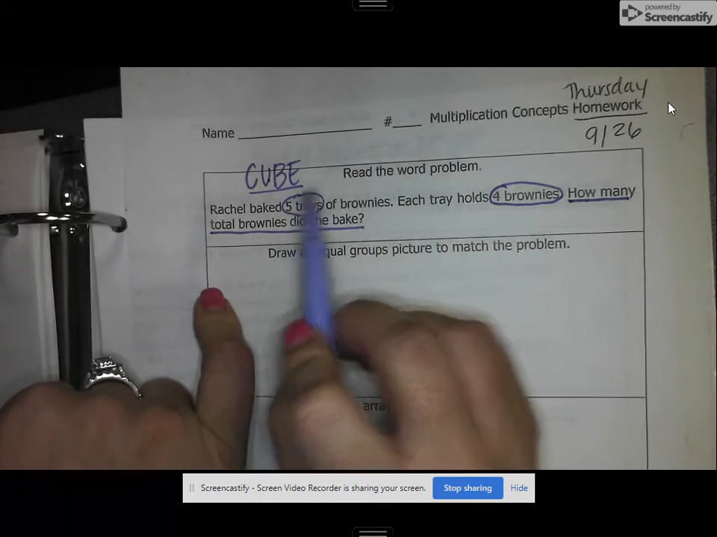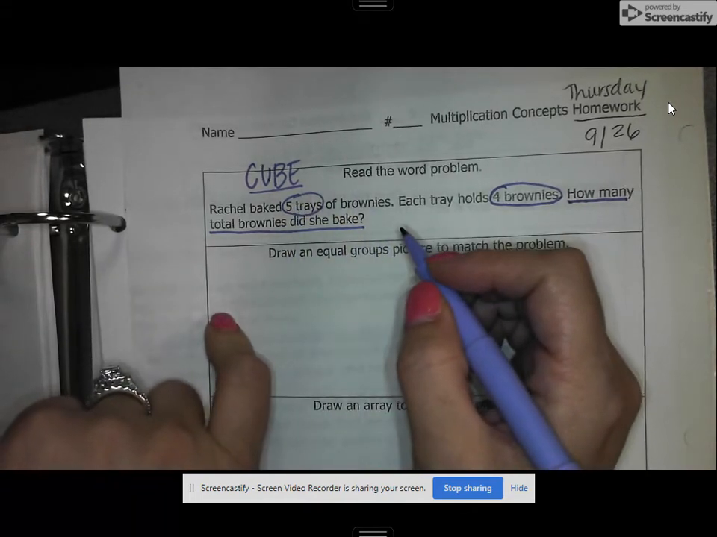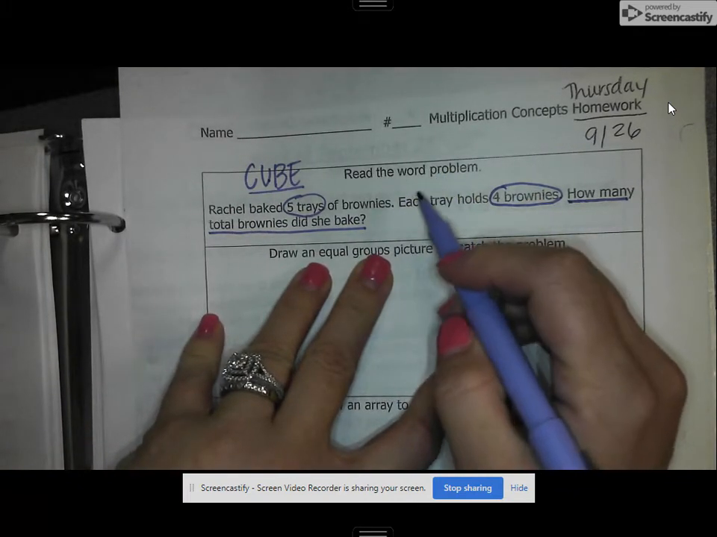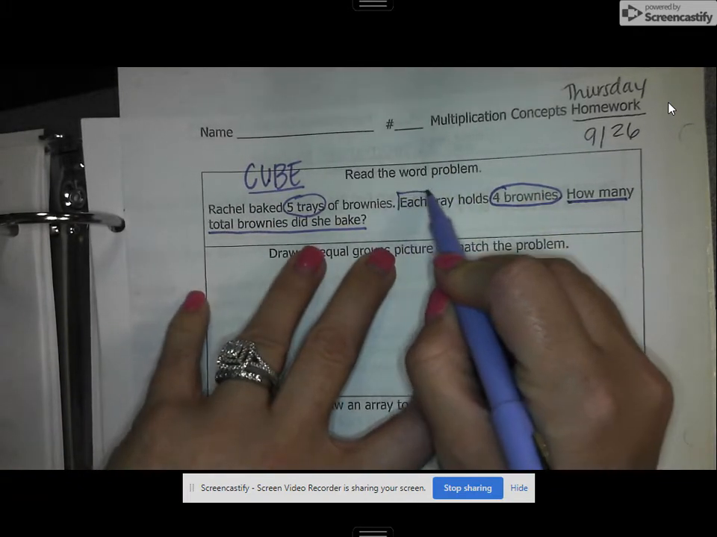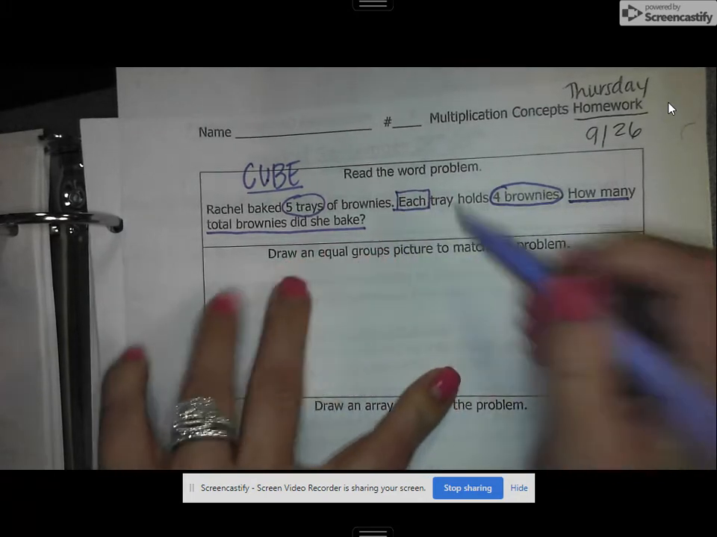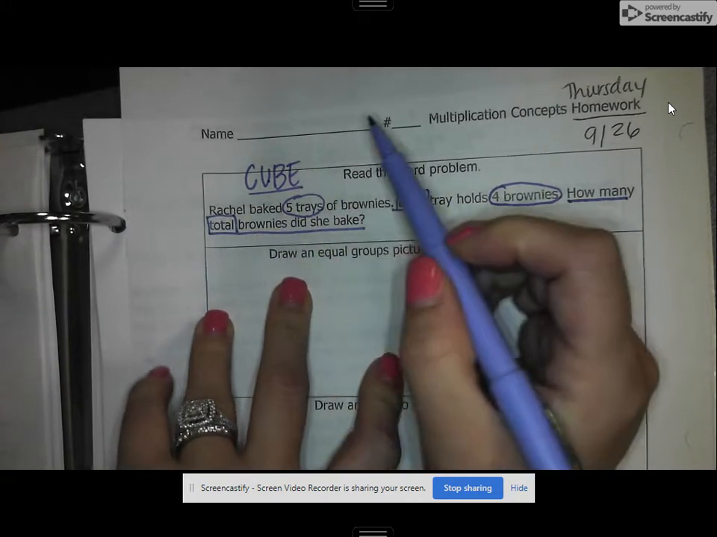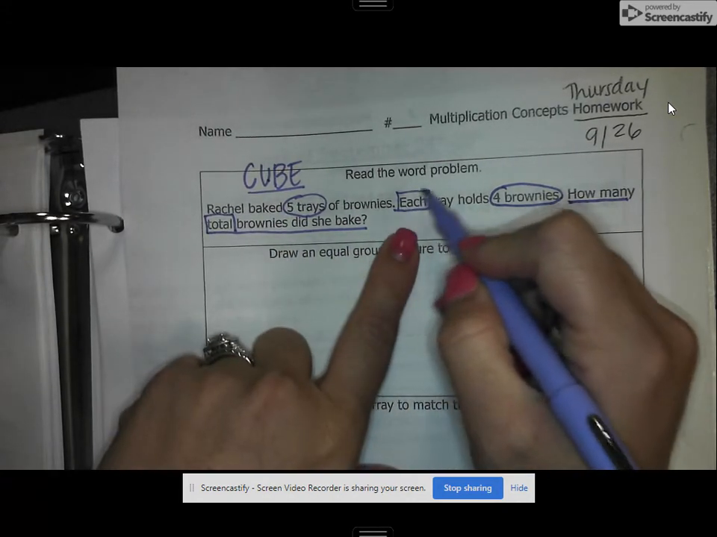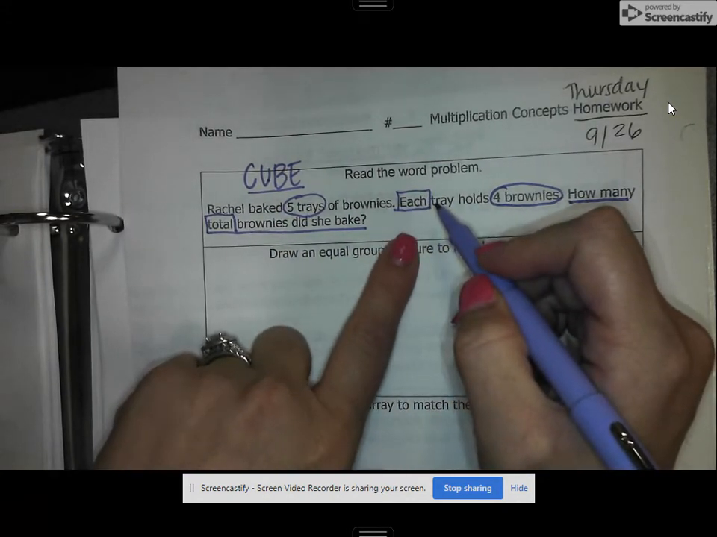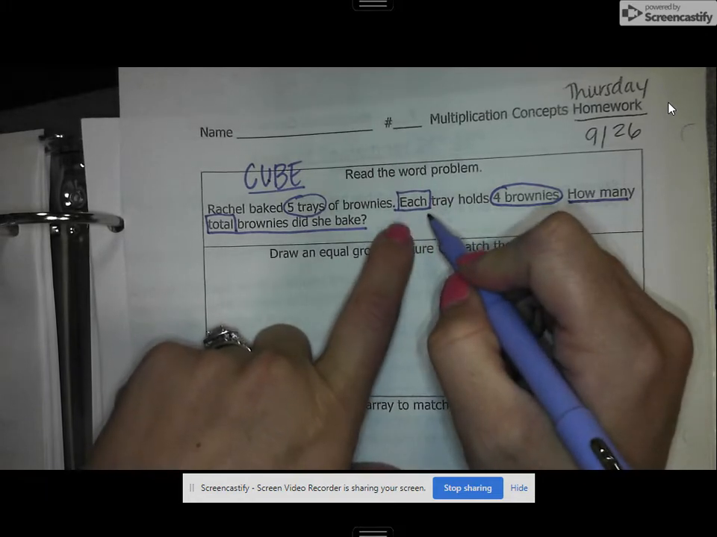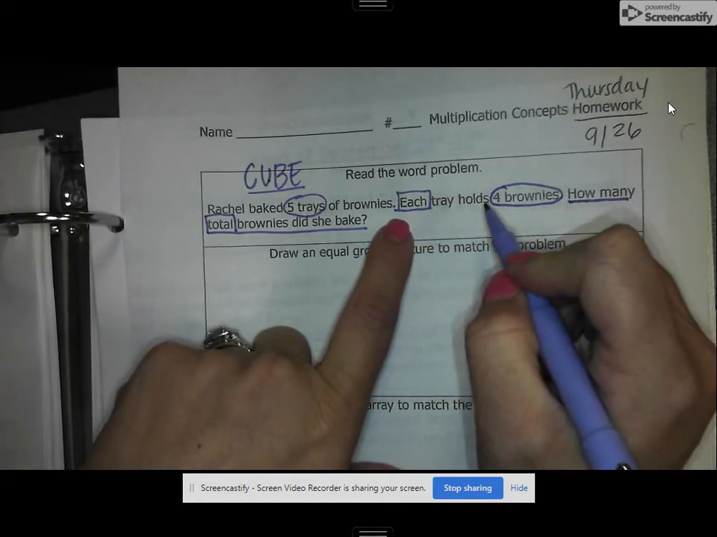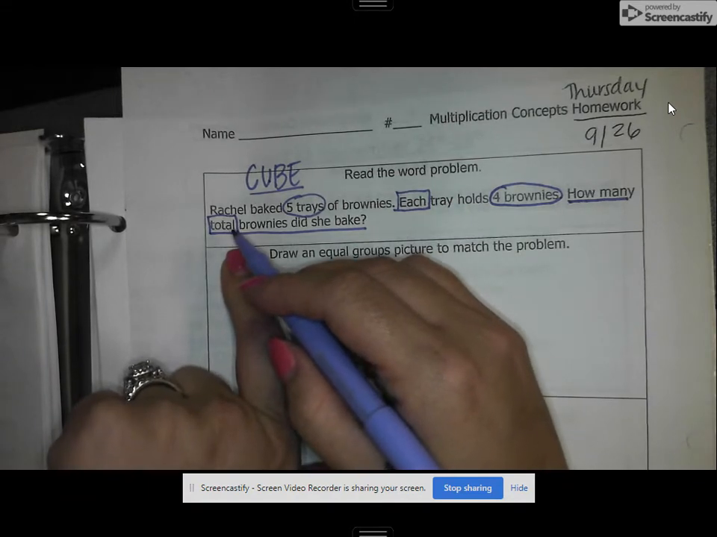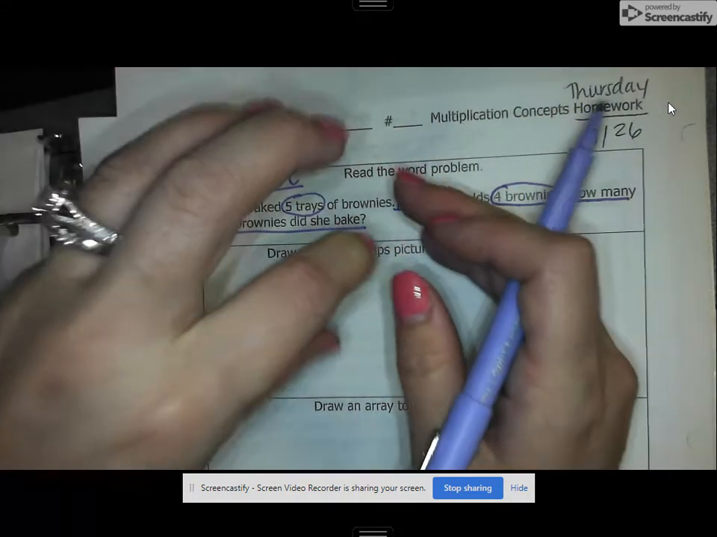Then we box in any keywords that help us know what we're supposed to be doing. So they should already know, we've been practicing this, that each and total are both good clue words in math. We know that each means we're going to have some kind of equal group situation. In this case, each tray is going to have 4 brownies on it. And then total lets us know that we are going to be trying to put groups together.